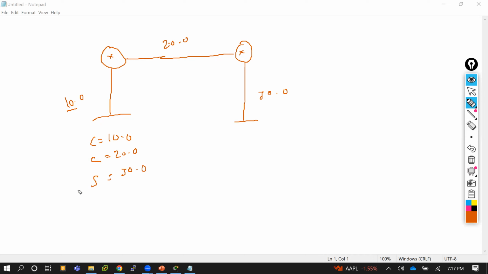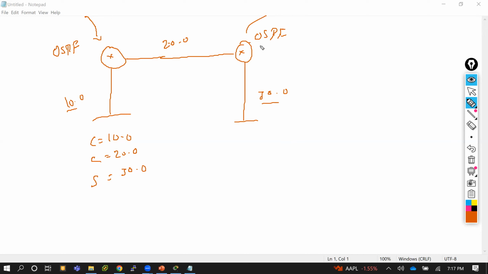But coming to dynamic routing, what happens here? We use protocols. The same topology, 10.0, 20.0, 30.0. Now I'm not adding the destination information to its routing table. I'm just implementing a protocol here. For example, the OSPF protocol. I'm configuring the OSPF protocol here, and I'm configuring it here also. On both routers, I'm going to configure the OSPF protocol.